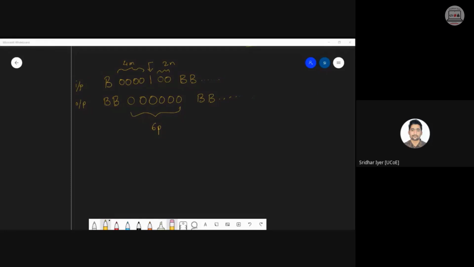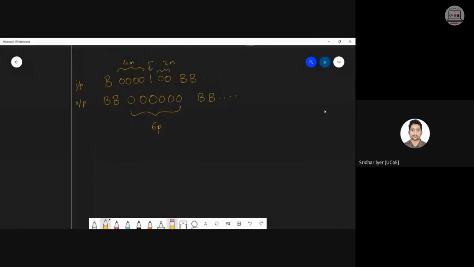Correct, धीरे. You're absolutely correct. What we are doing is 1 को 0 में convert करेंगे और वापस आते टाइम जो 0 है उसको b में convert करेंगे. That's it. Very simple thing. I'm repeating once again. I will repeat it.